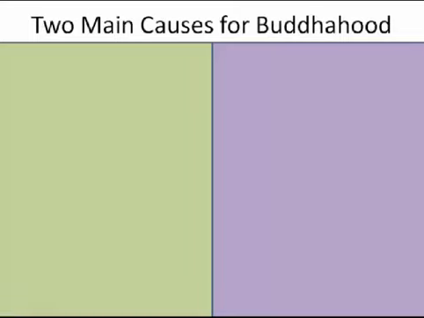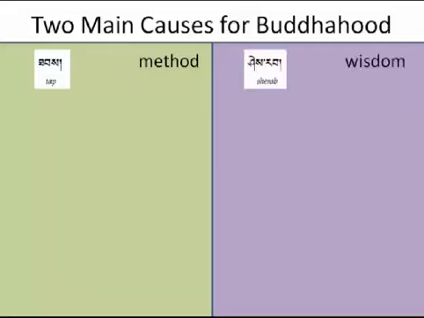So this leads us to the meatiest slide of our presentation today, the 2 main causes for Buddhahood. There's a lot of activity on this slide. So we'll start off, the 2 main causes for Buddhahood. The 2 principal causes are method, which is thap in Tibetan, and wisdom, which is sherab in Tibetan. So those are our 2 principal causes for Buddhahood.